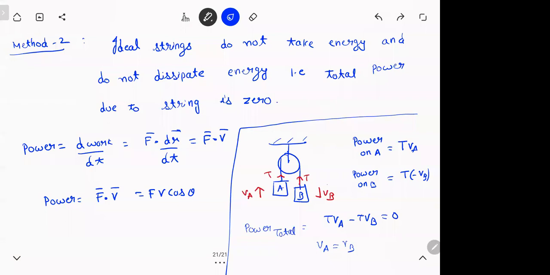Put this down. So basically what you have to do in this: draw an FBD, multiply tension into velocity. The total sum should be 0. Put it down. I'll give you 2 more examples. Have a look at this. Anything particularly you are confused, ask me. But I think if I give 1 or 2 examples more, you'll understand how to use it.